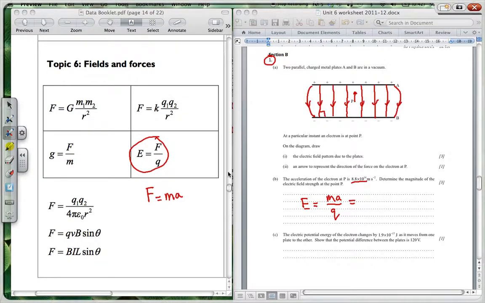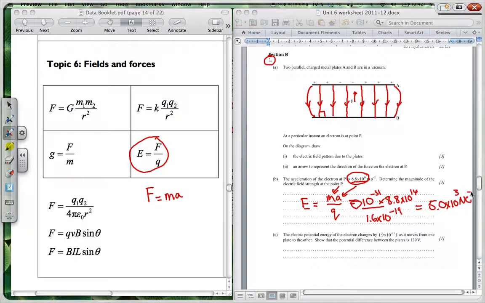The mass of an electron, you need to look that up in your data booklet, so you can put that in there. This is your acceleration, that's there, and your Q is 1.6 times 10 to the negative 19. I'm just going to give it a guess. I think it's a factor of 10 to the negative 31 for the mass, and your acceleration is 8.8 times 10 to the 14. There's some value here, so just check that out. When you multiply that and divide, you get something like 5.0 times 10 to the 3 newtons per coulomb.